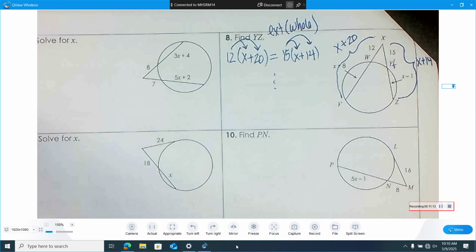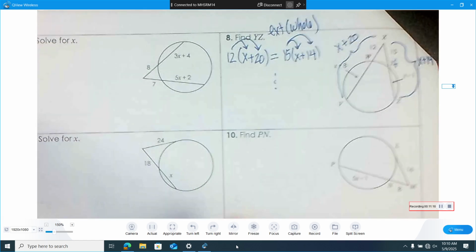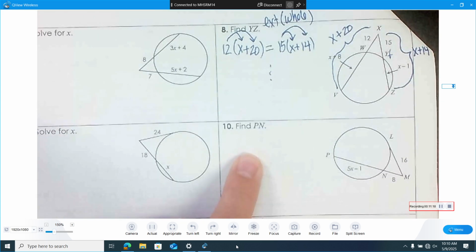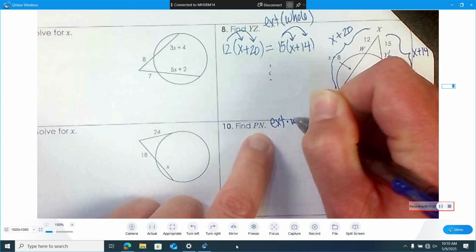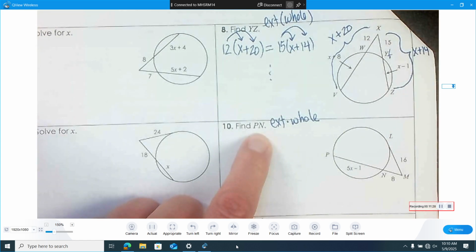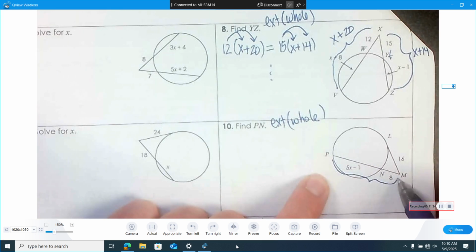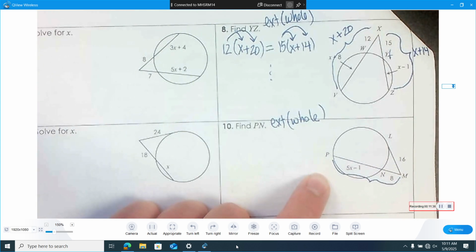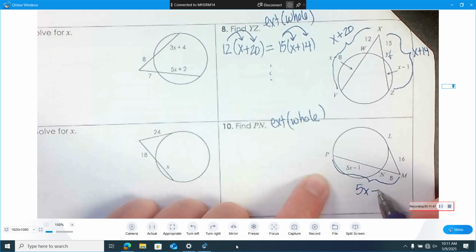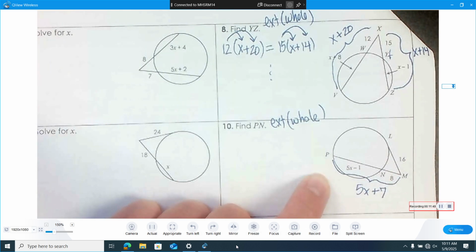All right, let's look at number 10. Is this any different? Yeah. I mean, it's type 3, but do I have to think differently? No. No, it's still exterior times whole, which is kind of nice. When we look on the secant line, what is the whole? 5x plus 7. Yep, 5x. And then negative 1 plus 8 gives me a positive 7. So the whole would be 5x plus 7.